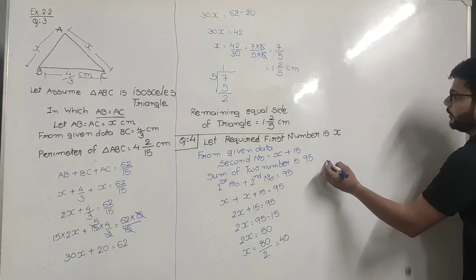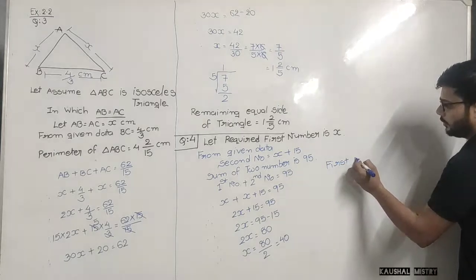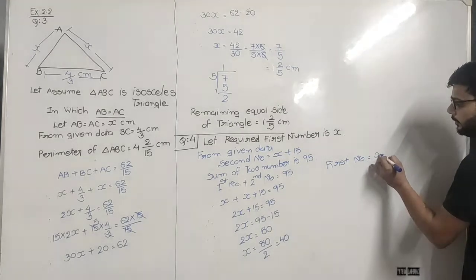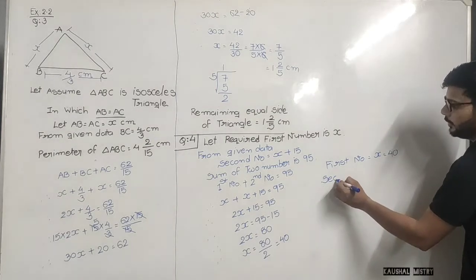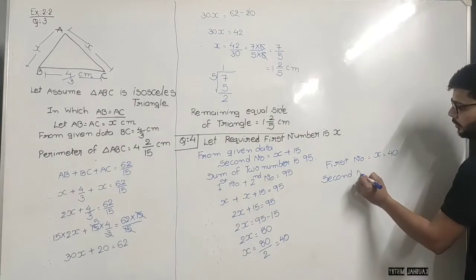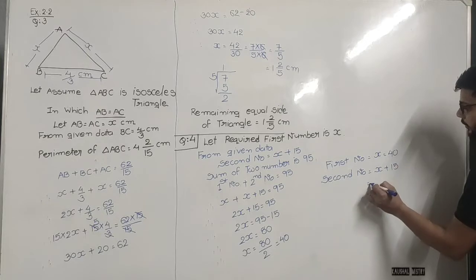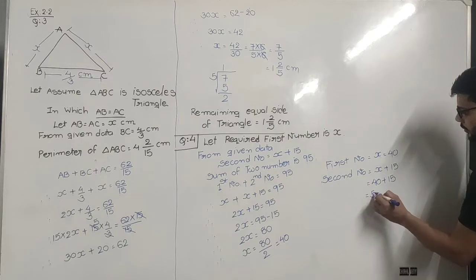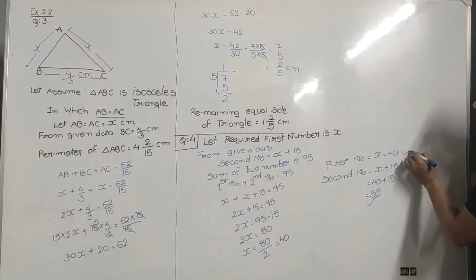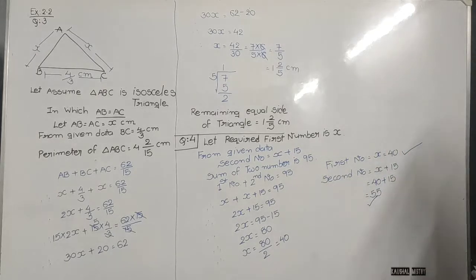That means the first number will be x, and that is equal to 40, and the second number will be x plus 15, that is equal to 40 plus 15, that is equal to 55. So the answer will be, the required numbers will be 40 and 55, right?